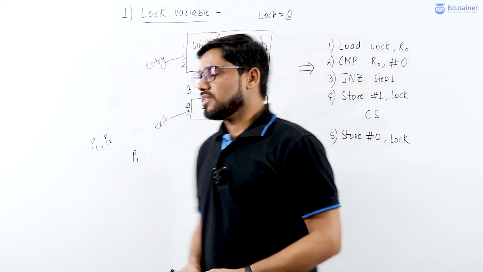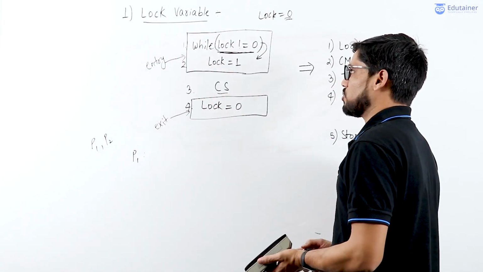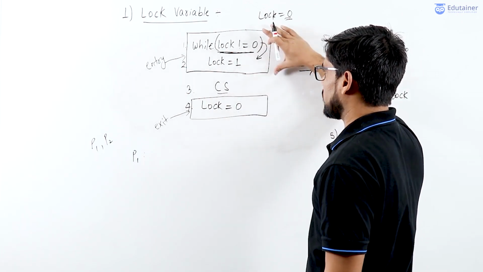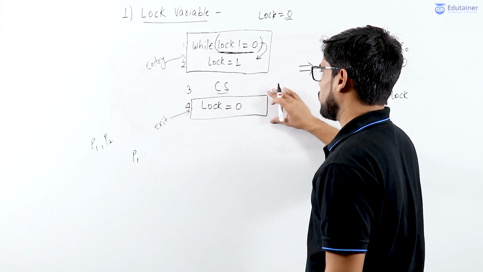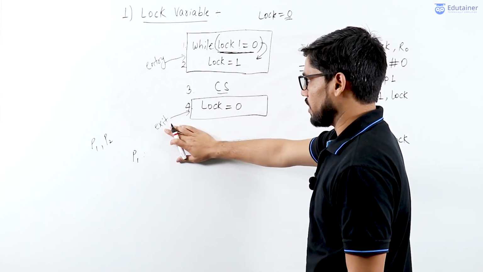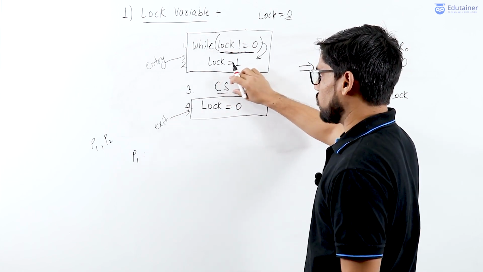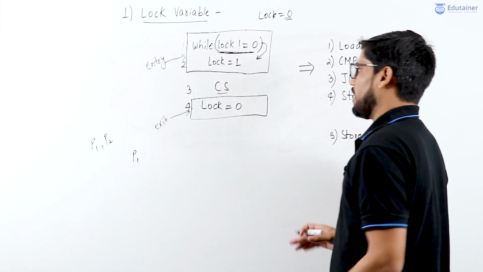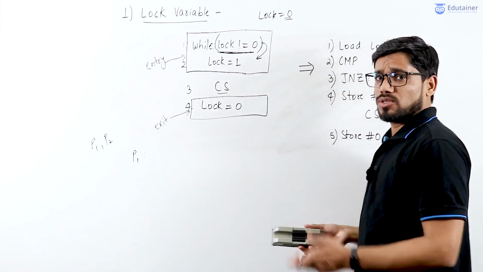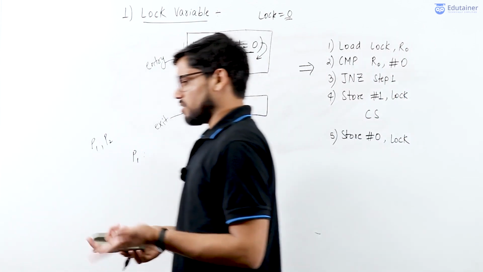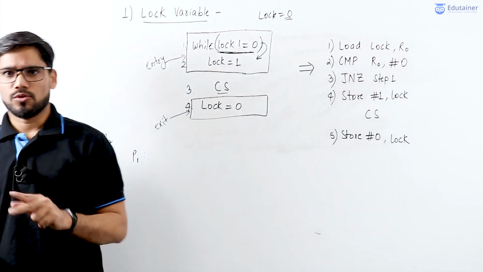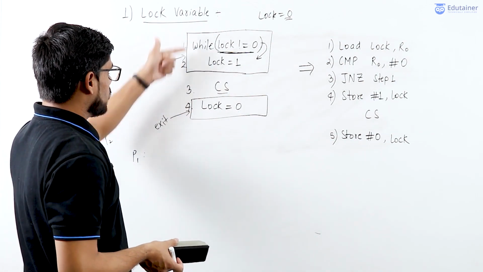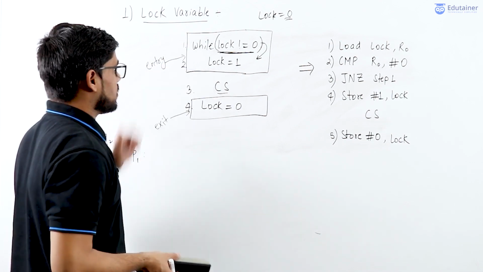Hi all, let's see the implementation of the lock variable solution. Before a critical section, there is a section called the entry section, and after the critical section, the section is called the exit section. So the critical section is always present between the entry section and the exit section. The critical section can be any shared resource or shared file which is shared between two or more processes. For understanding this implementation, let's take an example.